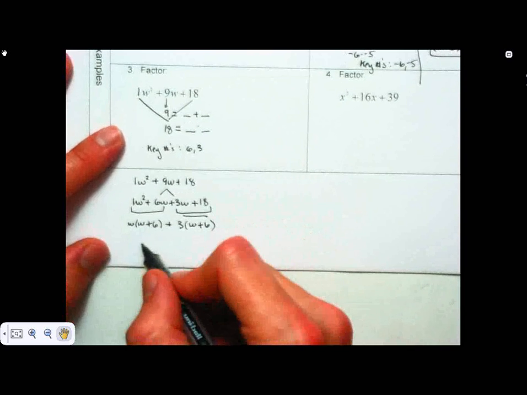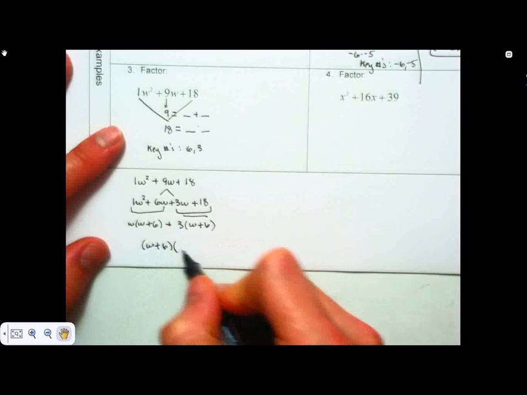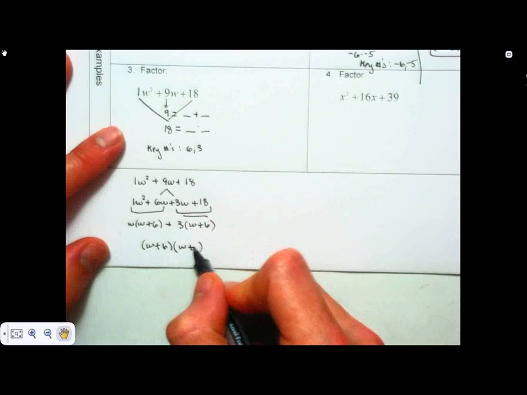So then my final answer, well, the group they have in common comes first. That makes up our first factor. And then the leftovers, which is w plus 3, makes up our second factor.